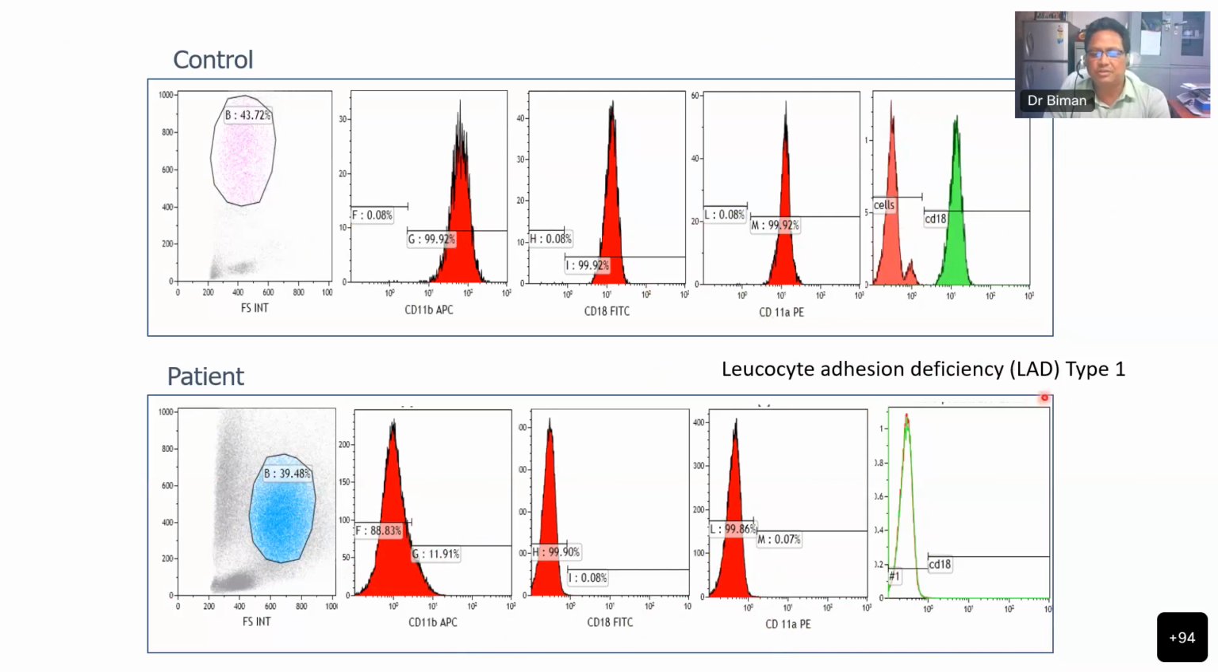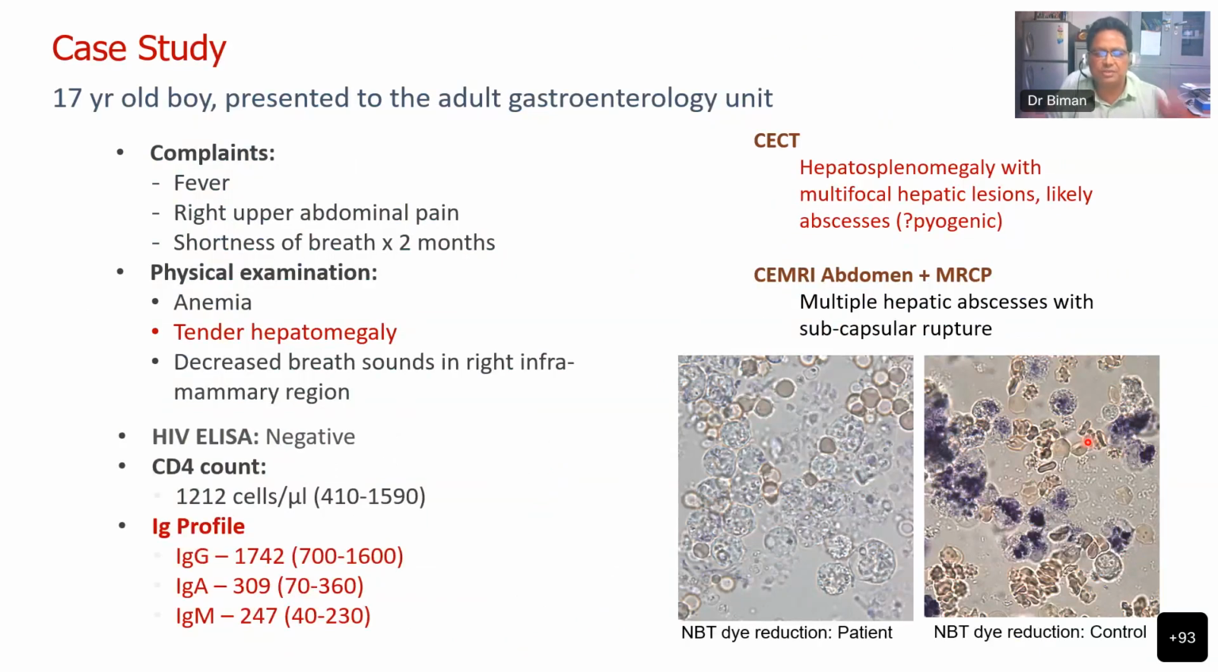So this is a leukocyte adhesion deficiency type 1, where the patients can have huge ulcers without any pus. So that is very simple, and we have seen cases, and we can diagnose these simple conditions. Another case: a 17-year-old boy presented to the gastroenterology unit with tender hepatomegaly.